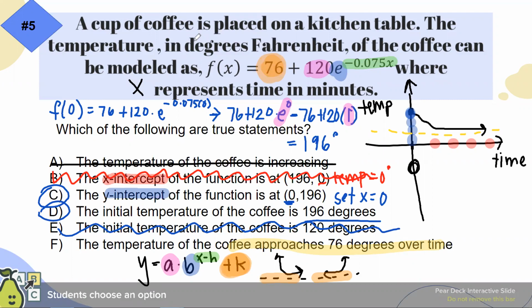So we just have to figure out, what is k in our equation? Looks like k is 76. So, oh my gosh, would you look at that? Our temperature of the coffee approaches 76 degrees over time. That's also true. And that makes sense, because if you leave a cup of coffee out, it's going to be maybe room temperature, slightly less. It feels very cold compared to 196 degrees, and that seems pretty reasonable. So the temperature that coffee or anything that's hot will approach is always going to be the k value given in your function.